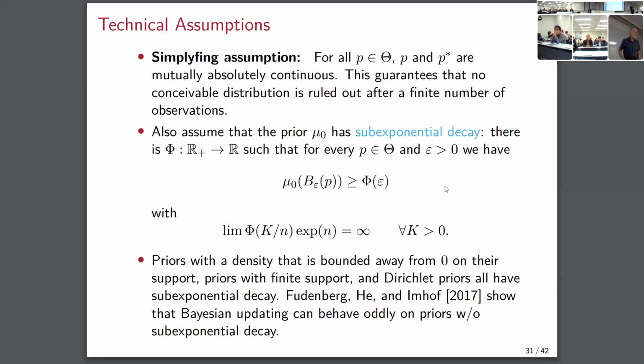That one is at least a familiar assumption. A second assumption we made that I should explain a bit is that the prior has sub-exponential decay. That one might be less familiar. So there's a function phi from the positive numbers to R that says that for every P in theta and every epsilon, the prior probability of the epsilon ball around P is at least phi. So this is a form of the positivity that I mentioned informally before lunch. And this fixes the function phi. We want to have the property that the limit of k over n, exponent of n, is infinity.